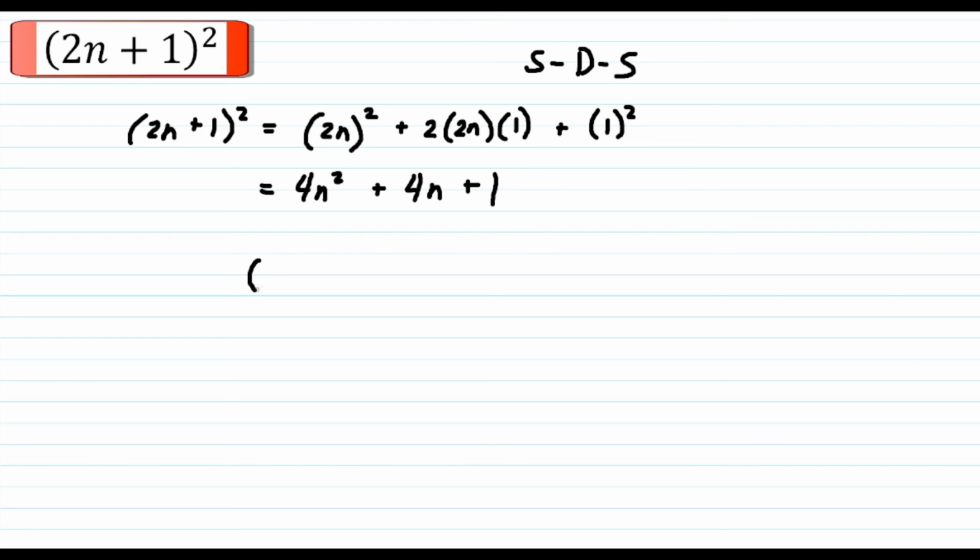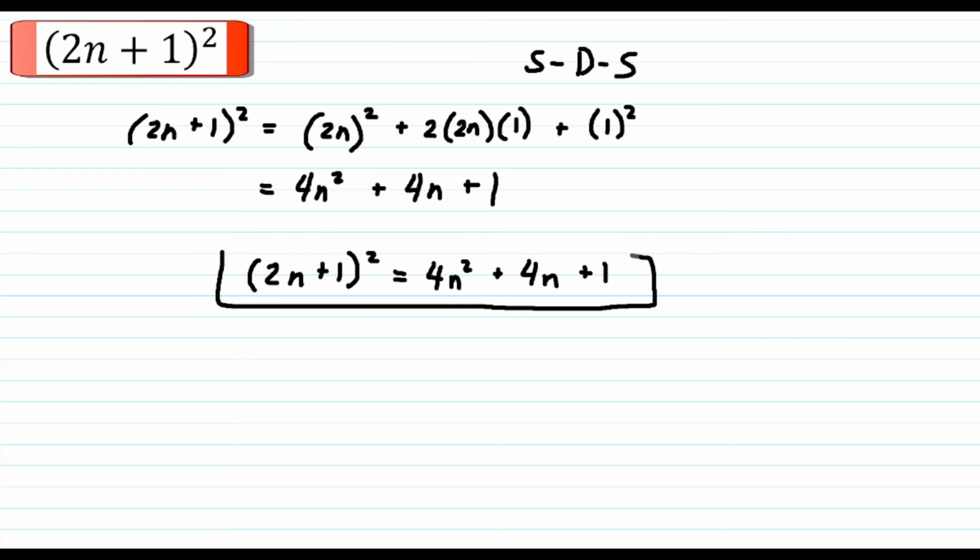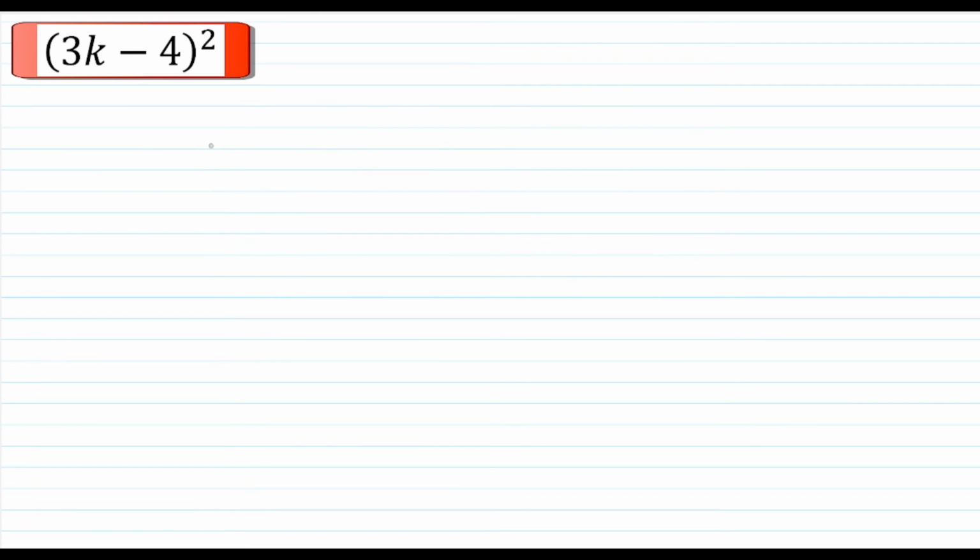So ibig sabihin, the square of 2n plus 1 is 4n squared plus 4n plus 1. So, this is our final answer for example number 5. Yan. Next tayo. Example number 6.